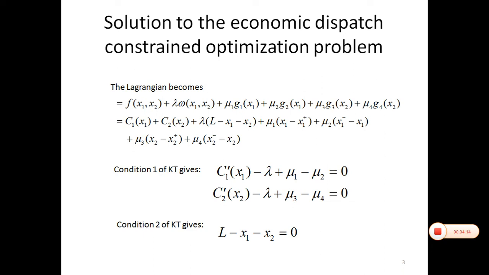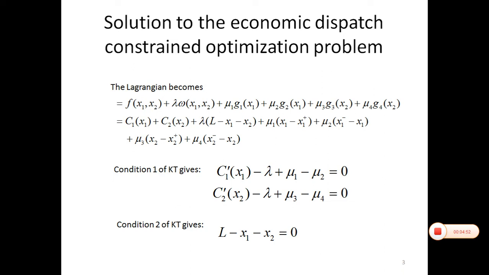We can solve this inequality constraint optimization problem by using the KT conditions. We have four KT conditions which we have discussed in previous lectures. We have to follow all four conditions to solve such a constraint optimization problem. Condition 1 says that we take the partial derivative with respect to every variable equal to 0. By doing this, we get: C1 prime (x1) minus lambda plus mu1 minus mu2 equals 0, and C2 prime (x2) minus lambda plus mu3 minus mu4 equals 0.